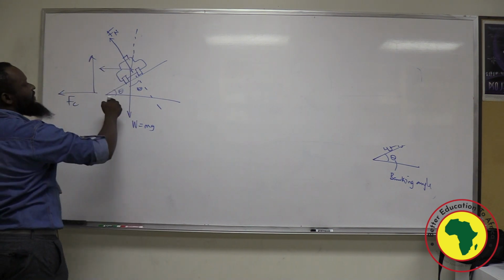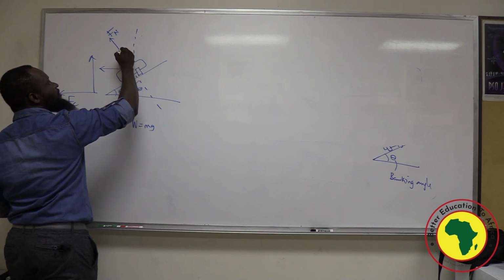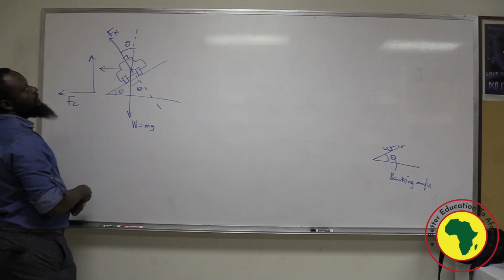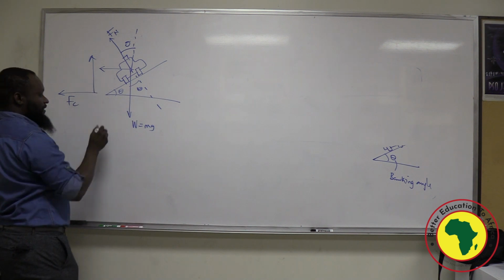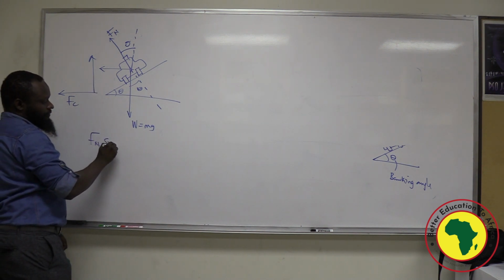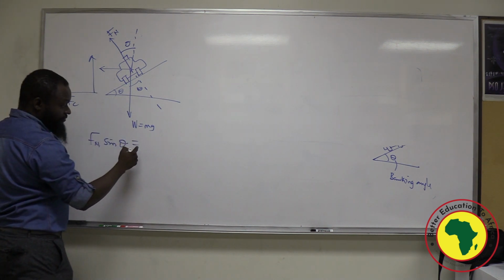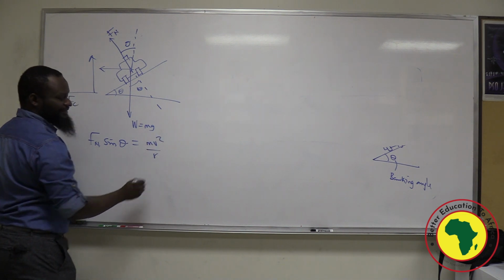So if here is theta, it means here is also theta. Is that okay? So normal force sine theta is what gives us my centripetal force, mv squared over r.